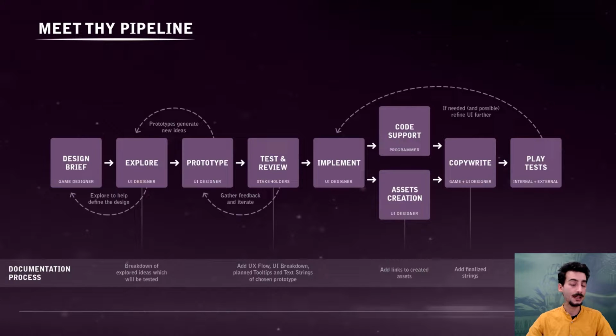It's split into 9 different phases. We're gonna go into each of them, and we're gonna pair them with real-life examples from Total War Troy. And during that whole pipeline, there's also one additional step that's ongoing, which is the documentation process, which we'll also talk through. Now, keep in mind that we don't apply this pipeline for every single UI task.